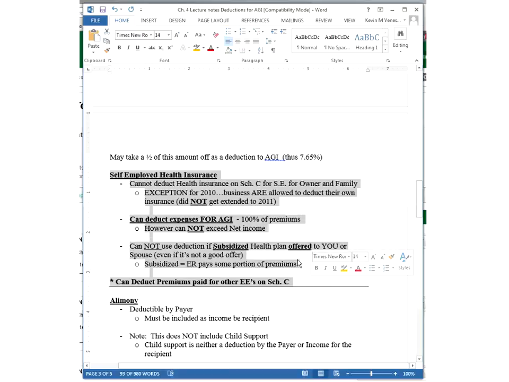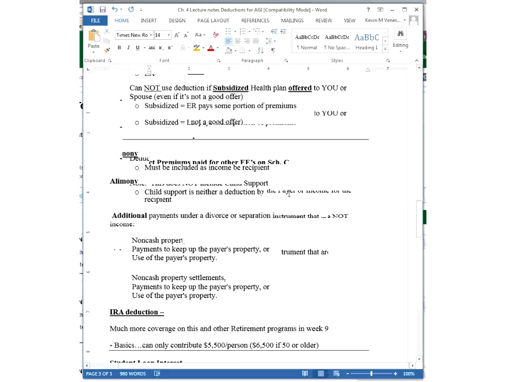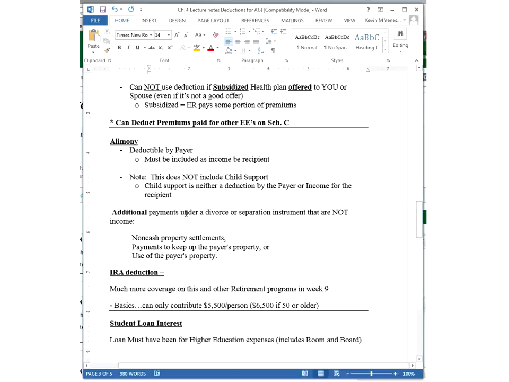Again, it's not good for the business people. They have to take it after net income once it's already on the 1040. So they are having to pay the self-employment tax on, say if it was $1,000, that full $1,000 that they cannot use as a deduction.